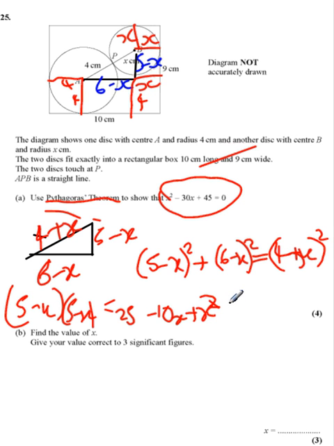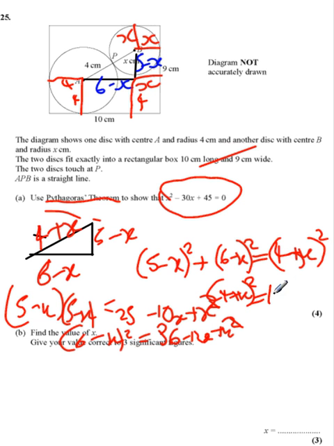And similarly, 6 minus x squared will give you 36 minus 12x plus x squared, and 4 plus x squared, so this is really getting messy now, is going to give you 16 plus 8x plus 4x plus 4x plus x squared.